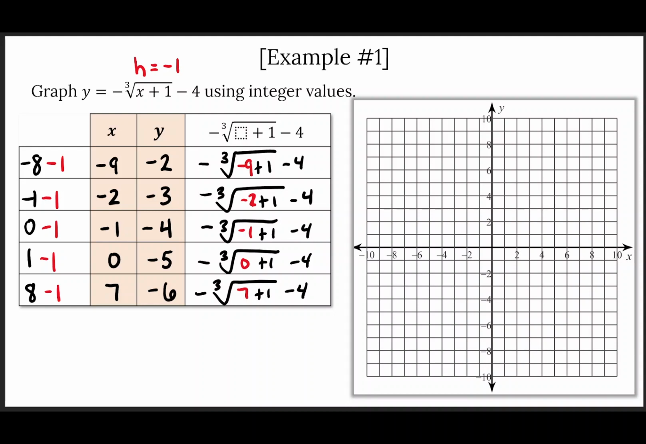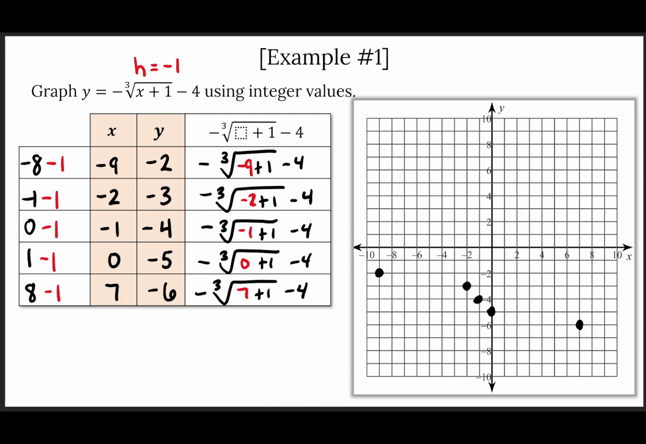All right, put these dots on the graph, draw it, and be done. Negative 9, negative 2 is our first ordered pair. Got it. Negative 2, negative 3. Negative 1, negative 4. 0, negative 5. And then 7, negative 6. Right there. Okay, these graphs do go both directions. This time the dot that's in the middle is the 0 dot.